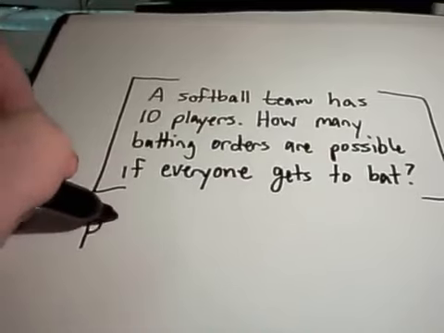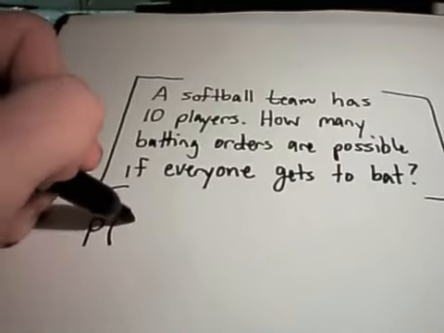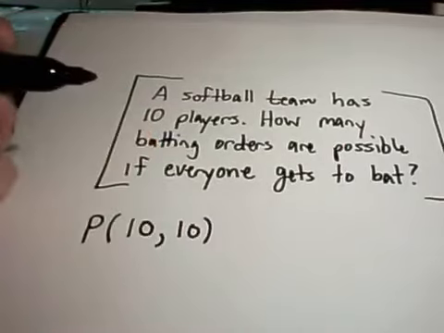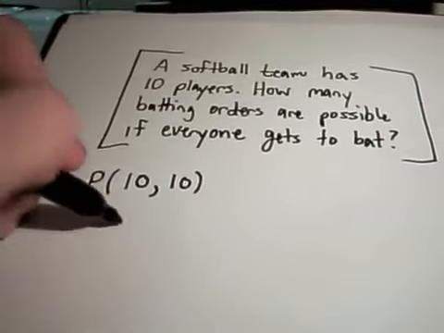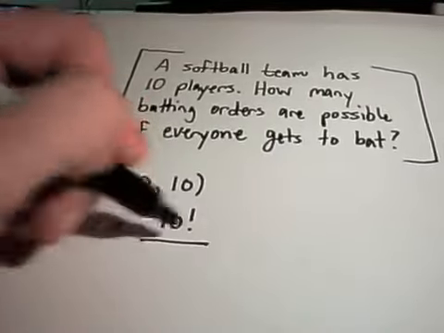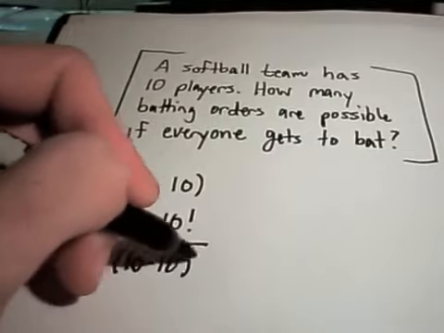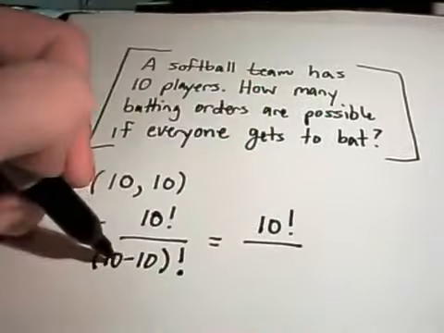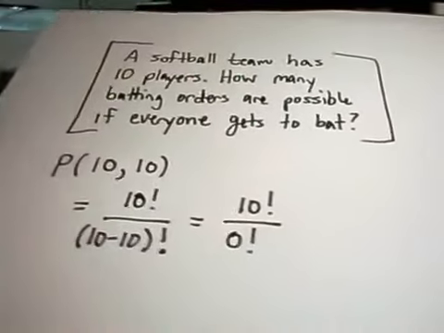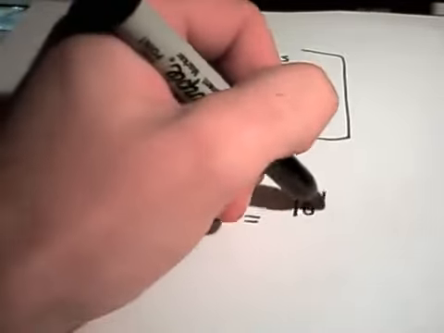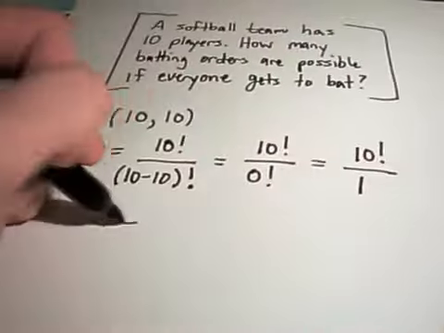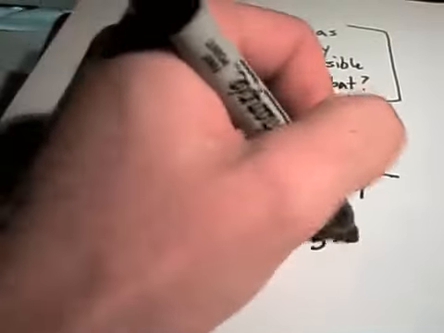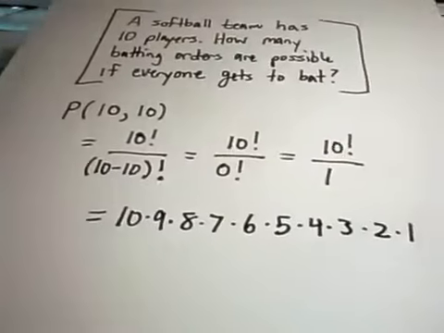So in this case, we're sampling without replacement. The order does matter. There's 10 objects to choose from, and I'm going to choose all 10 objects in this case. Everybody gets to bat. So we'll have 10 factorial on top. On the bottom we get 10 minus 10 factorial, which is 0 factorial, but 0 factorial is defined to be 1. So really we have 10 times 9 times 8 times 7 times 6 times 5 times 4 times 3 times 2 times 1 orderings.